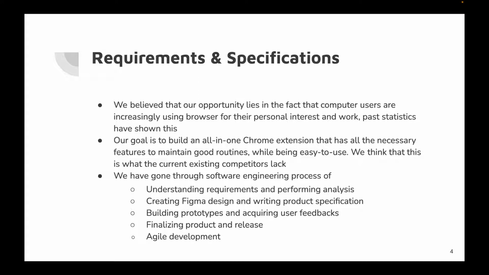We have gone through the following software engineering process. First, understand requirements and perform analysis. Second, create Figma design and write product specification. Third, build prototype and acquire user feedback. And finally, finalizing the product and releasing it on Chrome Web Store. And we followed agile development throughout.